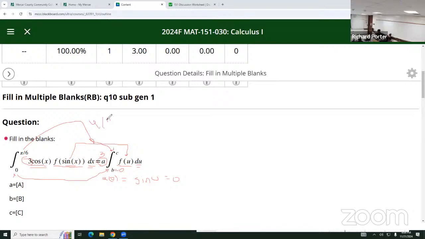I'm sorry, this is terrible handwriting. I like decimals. u of pi over 6 is the same as the sine of pi over 6. Does anyone know what the sine of pi over 6 is? If I put it in Desmos, I think it's 1/2. So C is equal to 1/2.